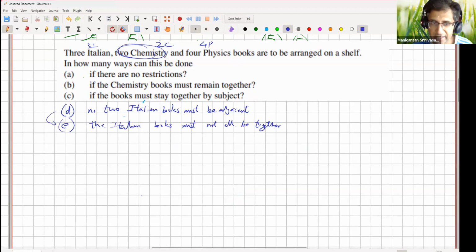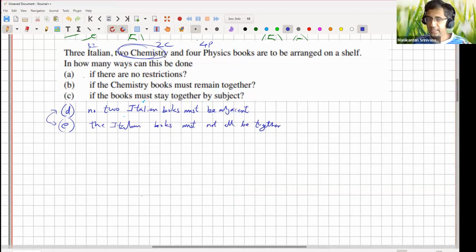Question D and question E are different. You understand the difference between question D and E? So 2 of them can be together. Exactly. Must not all be together. 2 of them can be together, as Keshav rightly put. They don't have to be, but they can be. It's just that all 3 of them can't be together. Exactly. Correct. But they can be completely apart, or 2 of them can be together, 1 can be apart.